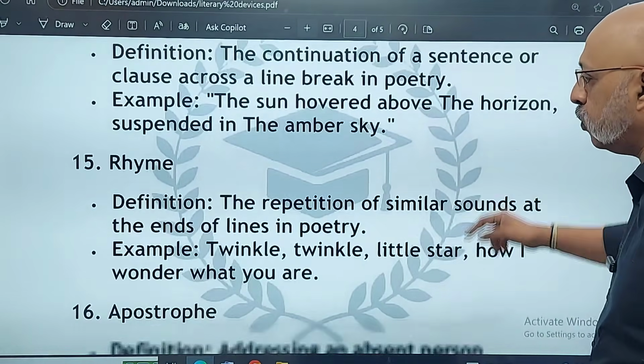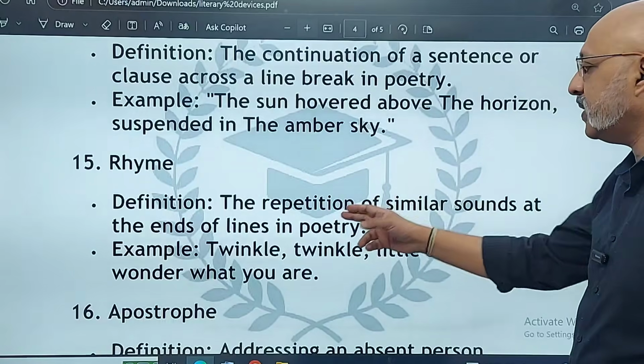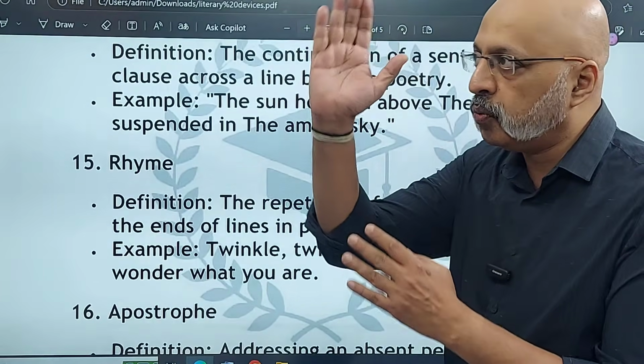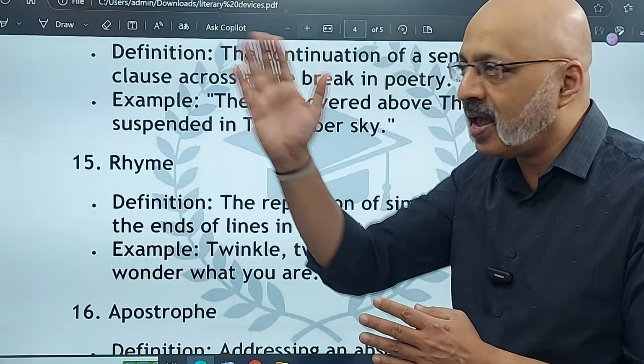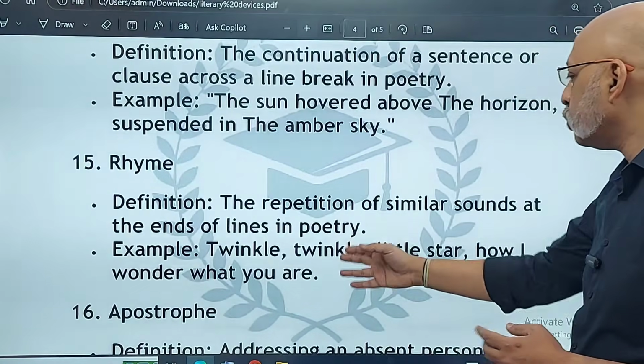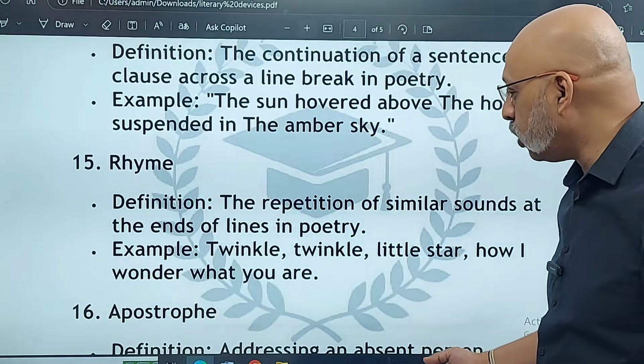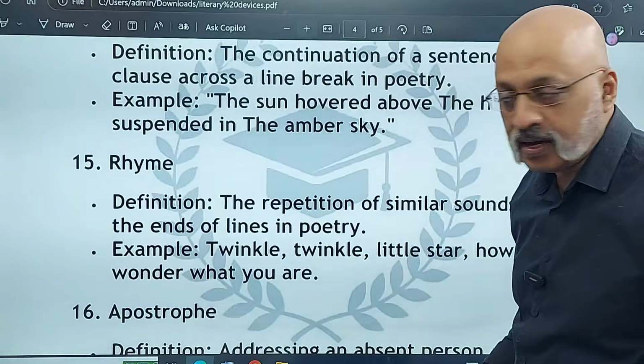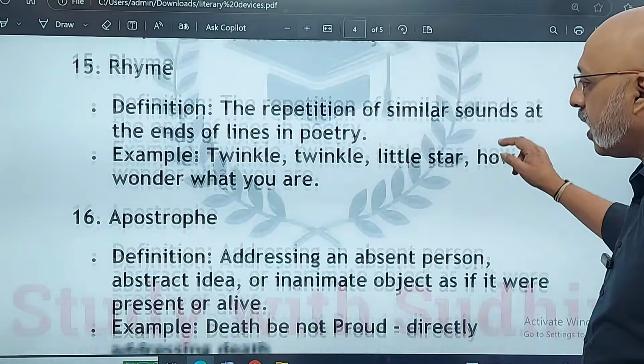Then the rhyme scheme, of course: the repetition of similar sounds at the ends of lines in poetry. That's how you know whether it is AABB or ABAB or ABCD. Twinkle, twinkle, little star, how I wonder what you are. So it is a clear case of rhyming.